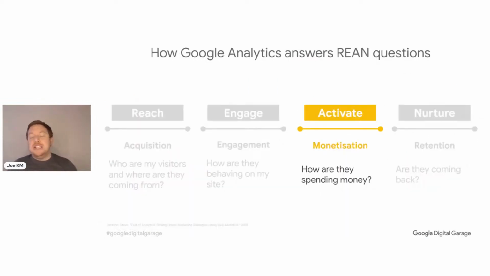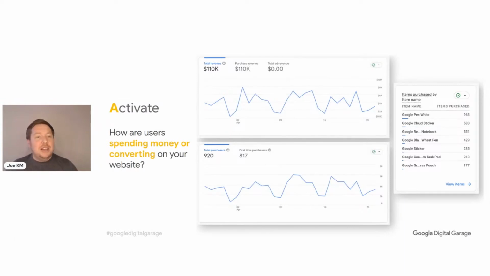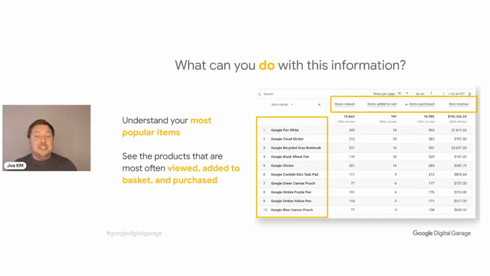Activate. So now, how are they spending money? When we're looking at this, we need to see how they're spending money. You'll see the ups, the peaks, the troughs, and what pages they're spending money on. But ask yourself the questions.